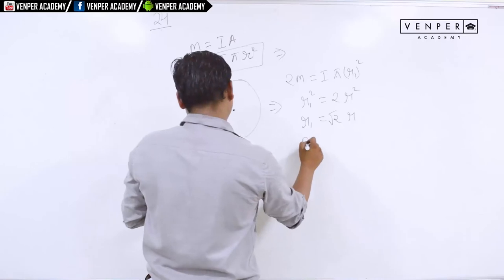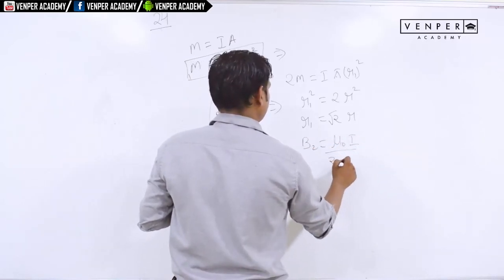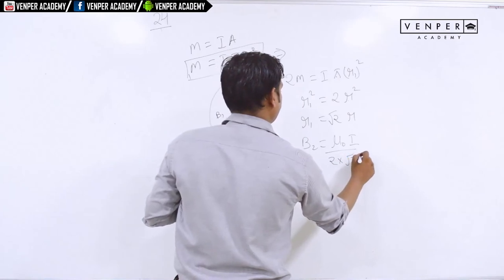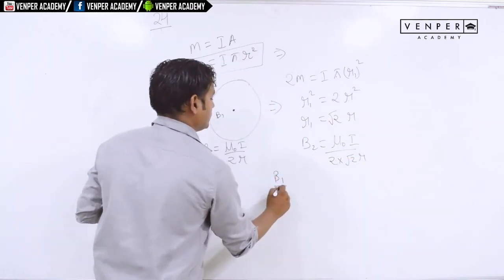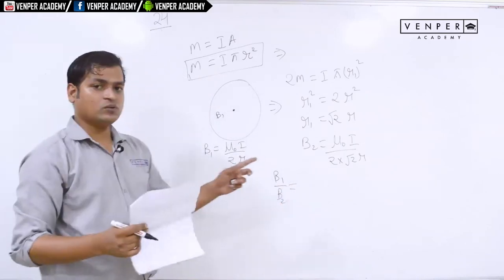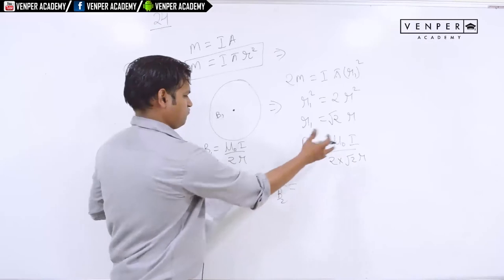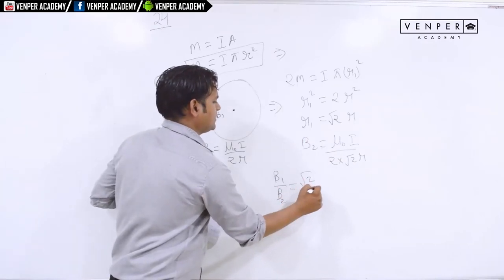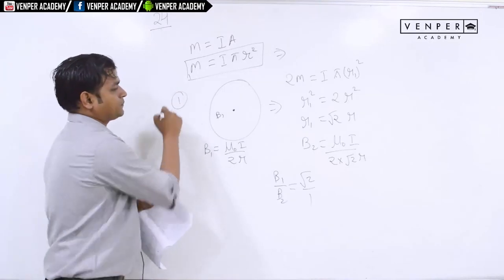So the new magnetic field B2 will be mu naught I, current is constant, upon 2 into root 2 R. Now they are asking B1 upon B2. So which means this one upon this one. So directly you can say that this is root 2 by 1. So the correct option is the first option.